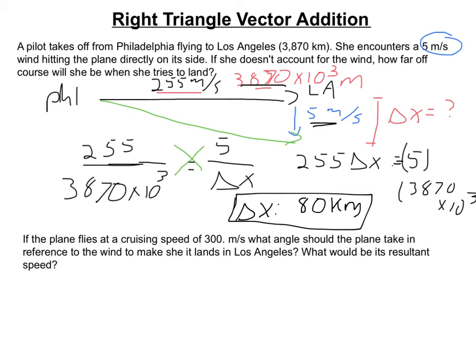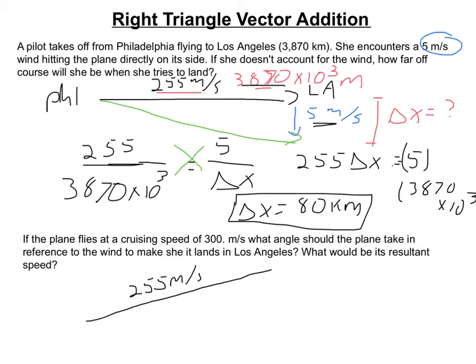All the way across the country, can take a plane off course, way off course, right? 80,000 meters, 80 kilometers off course. The pilot really, really has to account for that slight shift that needs to be made to offset that 5 meter per second wind. So let's do that problem next.